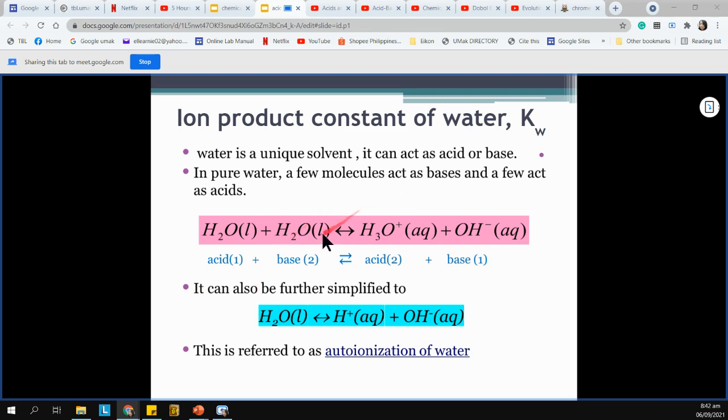Now, usually what we have is two molecules of water, okay, pure water. Now, one of them will be acting as an acid and one will be acting as a base, okay? And then it will yield now your hydronium ion and your hydroxide ion.